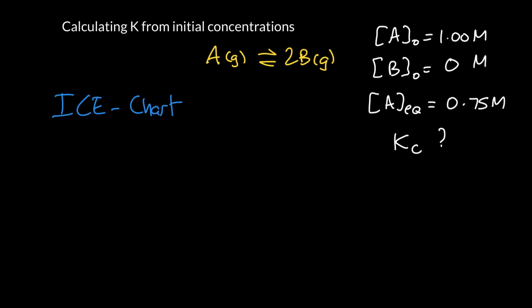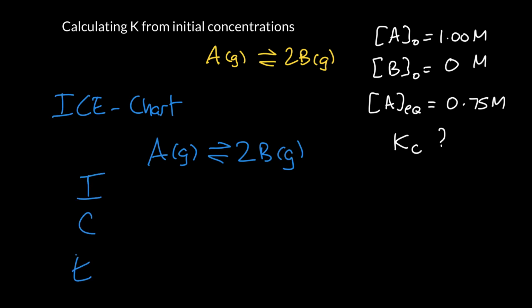And in an ICE chart, what we do is we start with the equilibrium and we place it at the top of this chart, and we lay down 3 rows that we call I, C, and E. And I stands for initial, and C stands for change, and E stands for equilibrium. And we can use either moles, moles per liter, or partial pressures to fill out our ICE chart. So we're free to use any one we like.